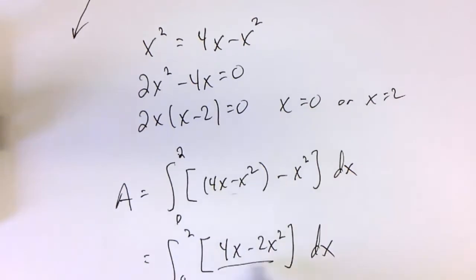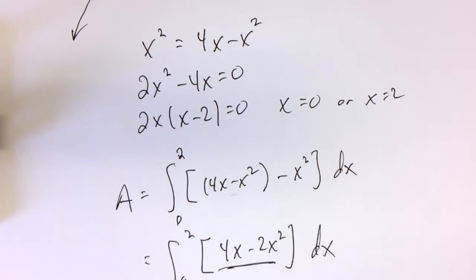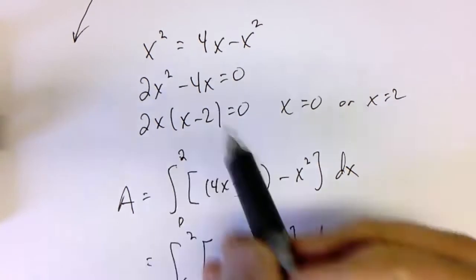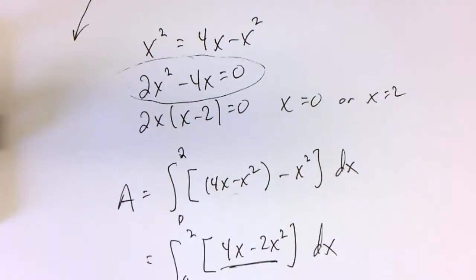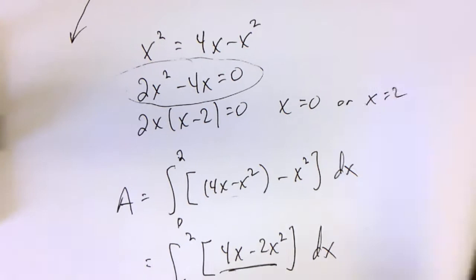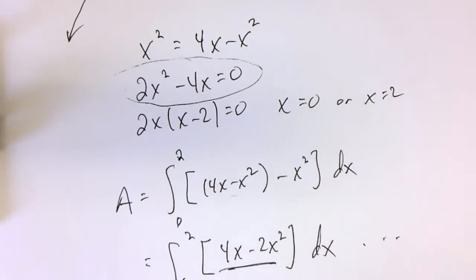Notice here that the difference between the two curves is something that I've encountered already in this problem when I went to find the intersection. That happens a lot, so you should see some familiar things popping up there. All right, I'll let you work out the details of this definite integral.